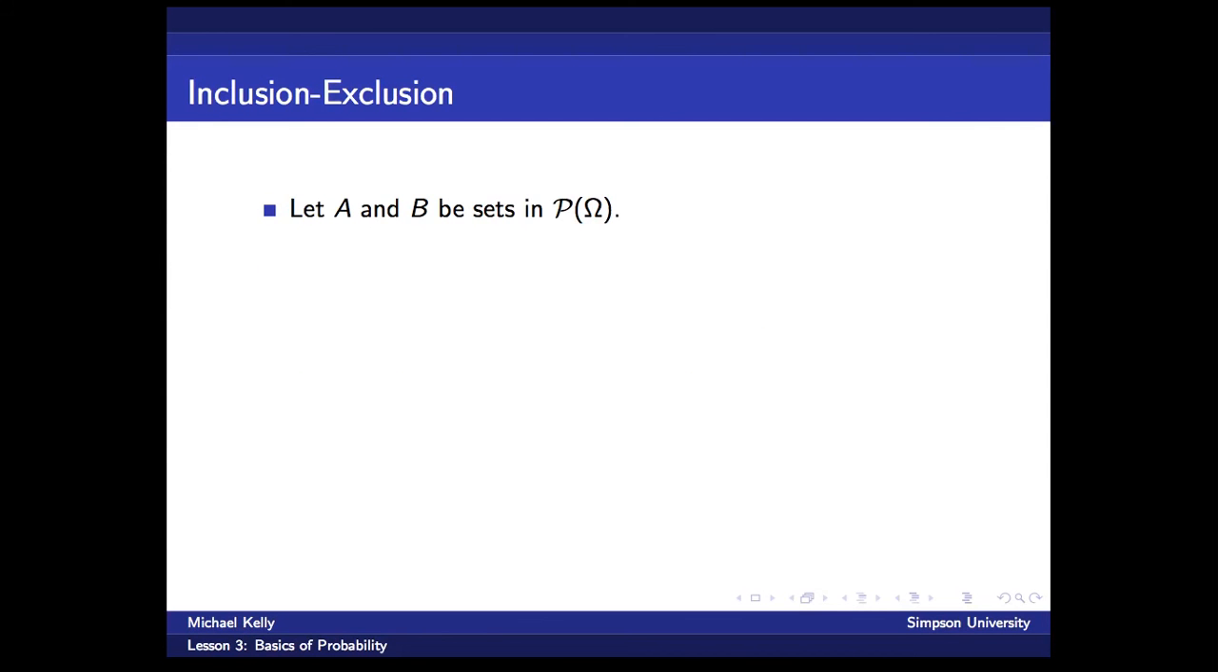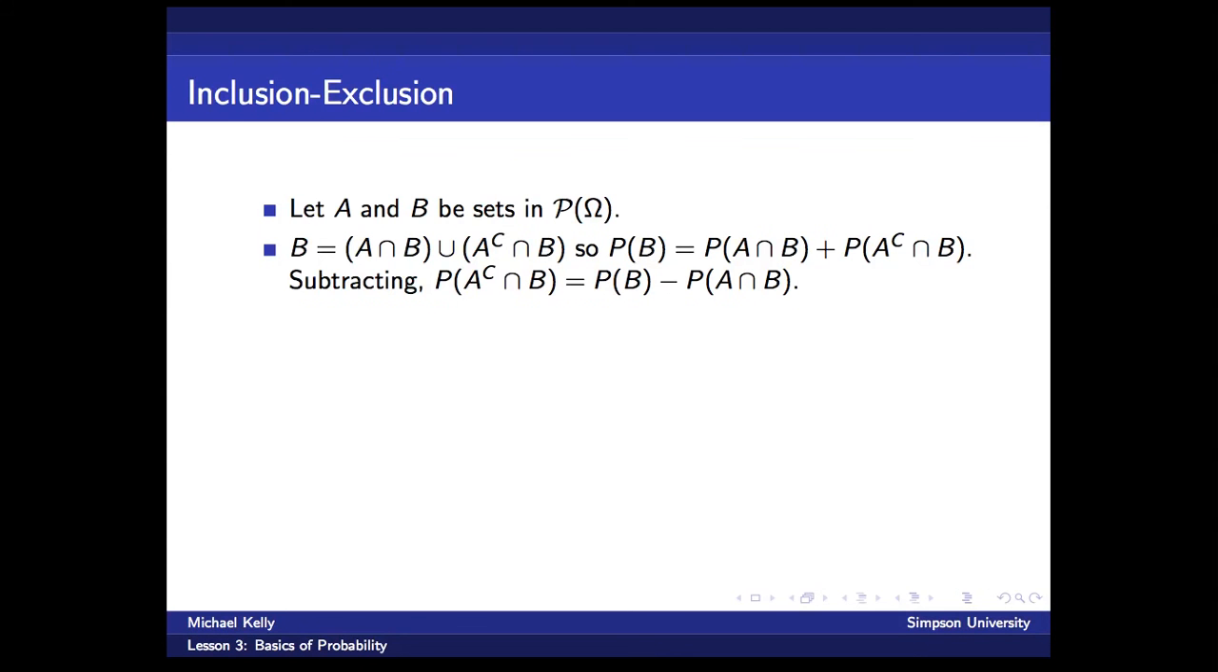Last, we want to talk about the rule of inclusion-exclusion. Let A and B be any two events in our space. We can write B as the union of the things in B and A with the things that are in B but not in A. So the probability of B is the probability of A intersect B plus the probability of A complement intersects B. Subtracting over, we get the probability of A complement intersects B equals the probability of B minus the probability of A intersect B.